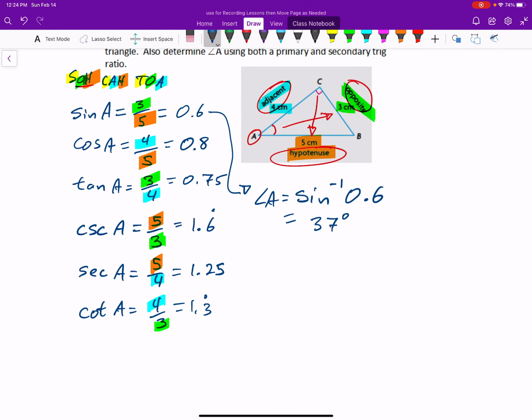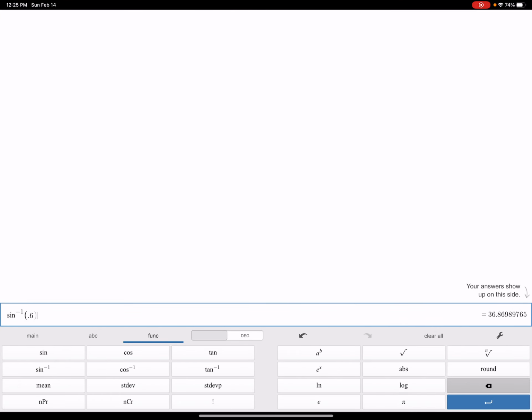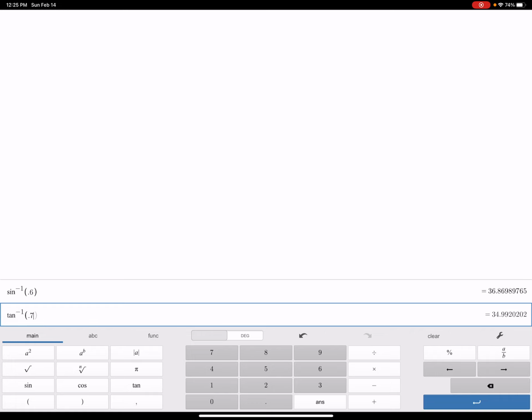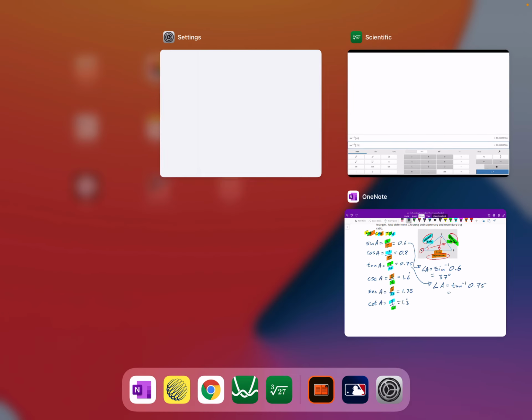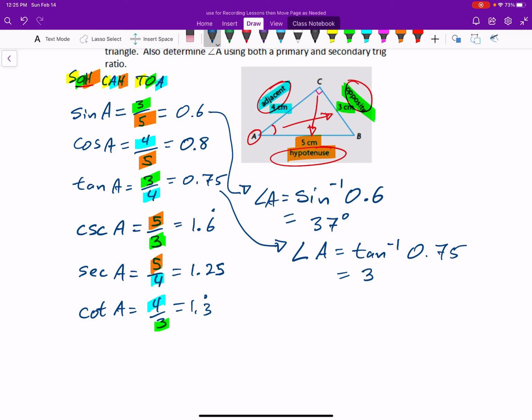But that works for any of these. I could pick any of these. So say I did tan, I won't do all of them. If I want to find angle A from the tan, all I would do is take the inverse tan, so tan to the power of -1 of 0.75 in this case. And I should get the same angle. Exact same angle, right? It's the same ratio. It's the same relationship to each other in this triangle. So the angle shouldn't change just because I do a different trig ratio.